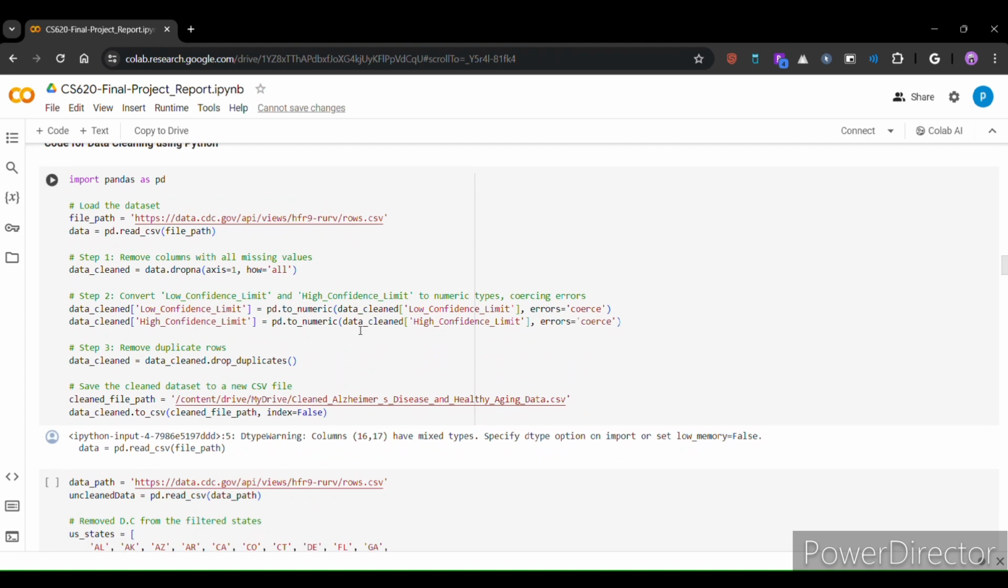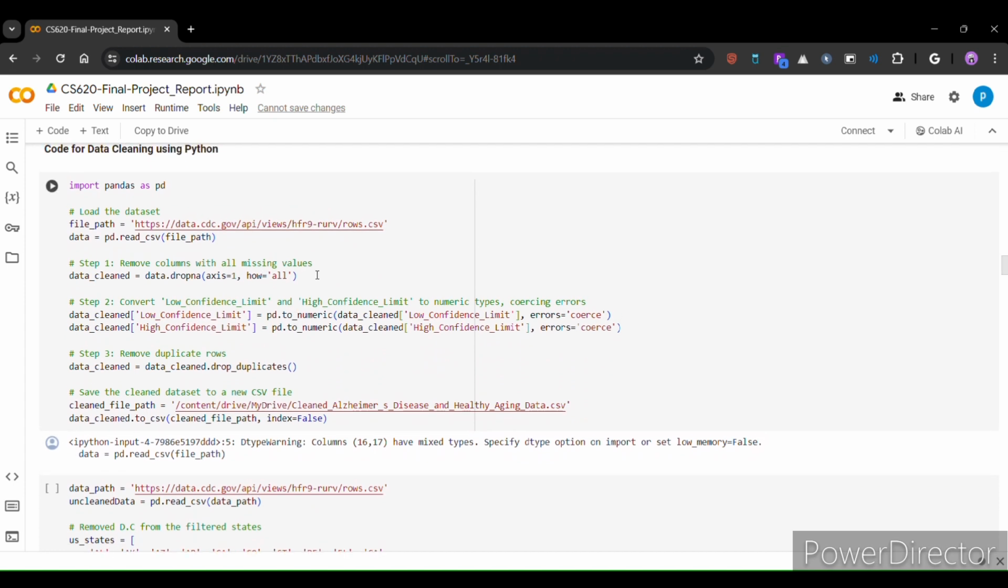This is my data cleaning part. Firstly, I worked on the missing values. I removed all the columns which had missing values. Then I made sure to convert the low confidence limit and high confidence limit columns into numeric types, so it would be easy for me to access them. Then I removed the duplicate columns and rows as well.